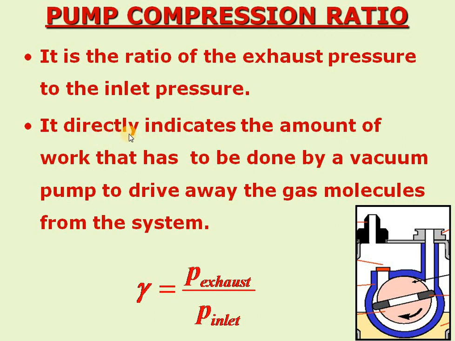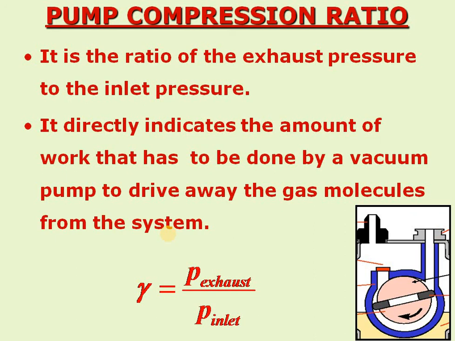And you can see that it directly indicates the amount of work that has been done by a vacuum pump to drive away the gas molecules from the system. Okay, what does it mean? That means if the pump compression ratio is high, then its ability to do work is very high. Or in other words, it has a much higher capability to reduce the pressure. Suppose the compression ratio of a particular pump is say 10 raised to 4. What does it mean? That particular pump can reduce the pressure. Suppose the initial pressure is 1 torr. So 10 raised to 4 capability means you can reduce the pressure from 1 torr to 10 raised to minus 4 torr.